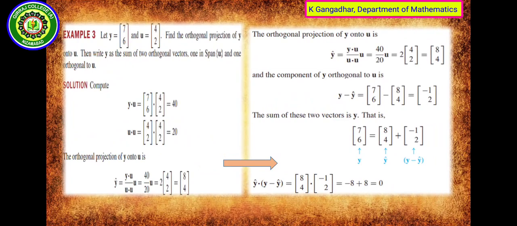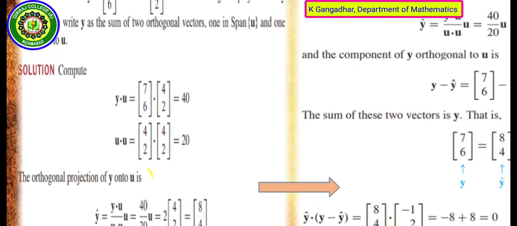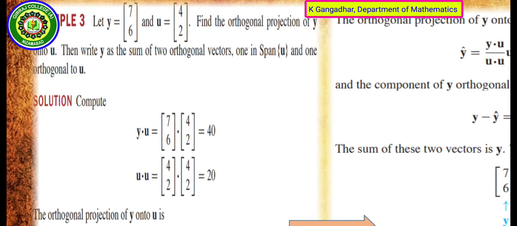So now a problem. Let y equal to (7, 6) and u equal to (4, 2). Find the orthogonal projection of y onto u. Then write y as the sum of two orthogonal vectors, one in span of u and one orthogonal to u.